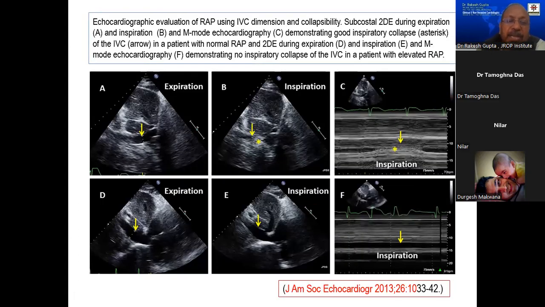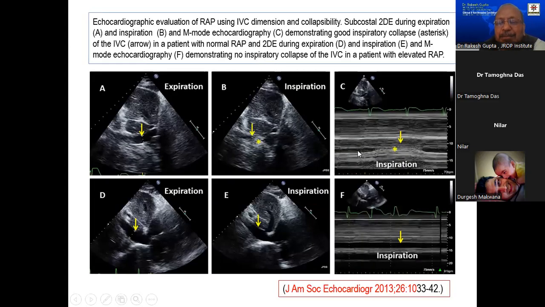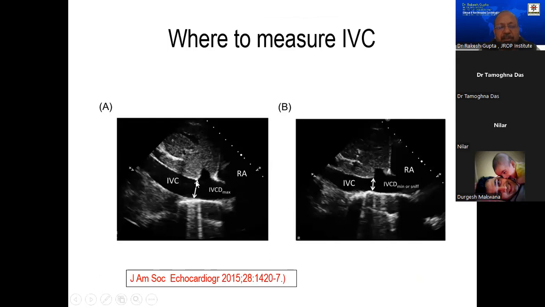Or else many people, in clinical practice, put an M-mode line across this. We do it often, put an M-mode line like this. And what do we get? We get M-mode dimensions during inspiration and expiration. This is expiration, this is inspiration, and we can see a clear-cut collapse of the IVC. Based on this, I'll repeat again where to measure: at the junction of the IVC with the hepatic veins, both during diastole and systole.